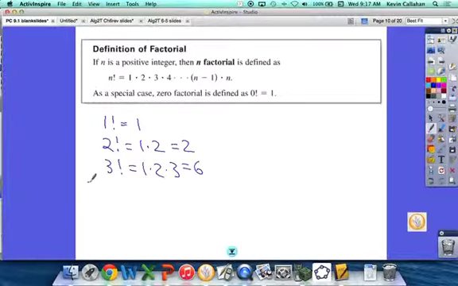Now, that leaves out, because sometimes it'll happen, that we end up with a 0 factorial. And 0 factorial, by definition, is 1. So if you end up with a 0 factorial through some simplifying process, then you're going to write 1. Just replace it with a 1.